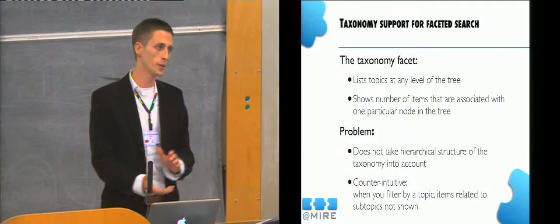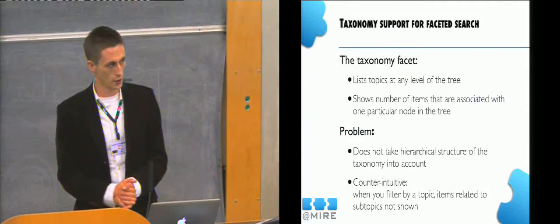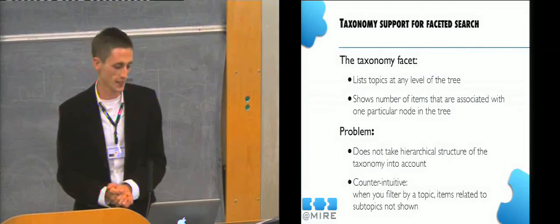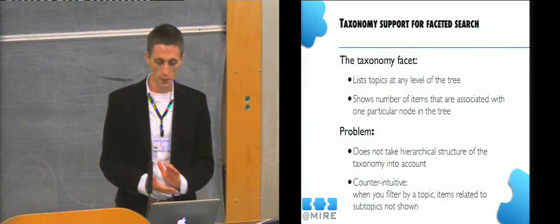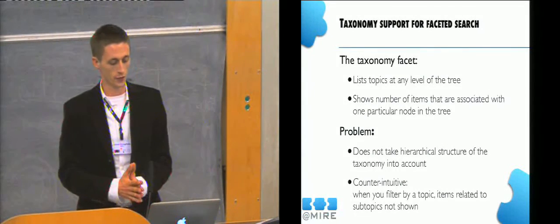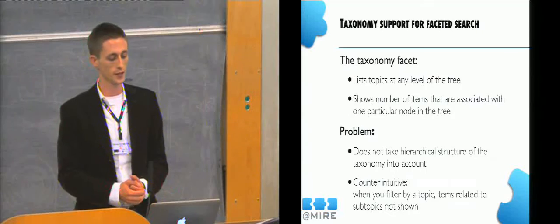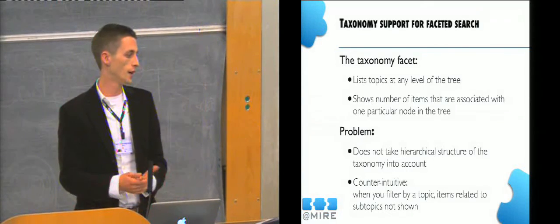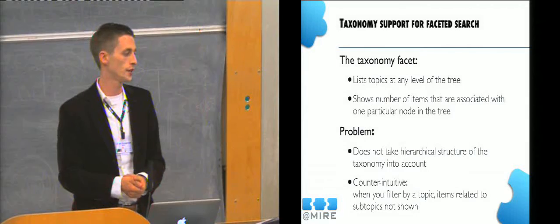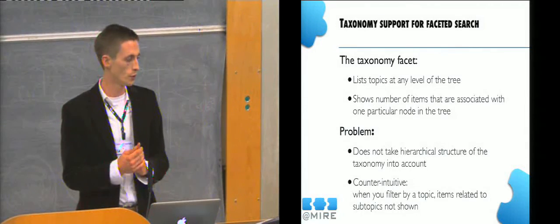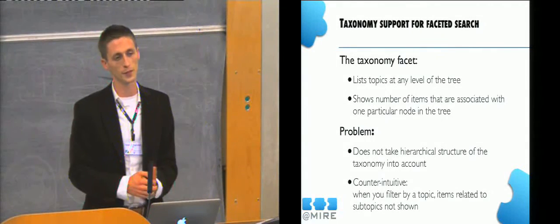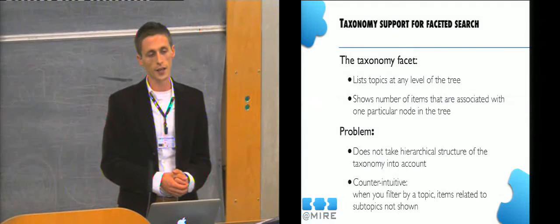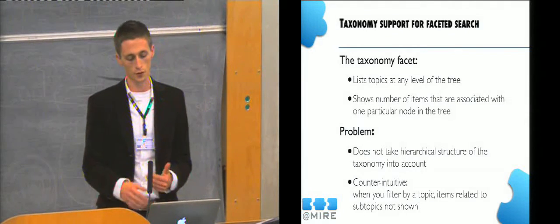So we saw this problem and we thought of a first step towards a solution, because of course a solution is never perfect. But just to go back and revise very quickly, the taxonomy facet basically lists all the topics at any level of the tree, and shows the number of items that are associated with one particular node in the tree, but only one. So, like I said, the problem is it doesn't take into account the hierarchical structure of the taxonomy, and it is, on top of that, also counterintuitive.